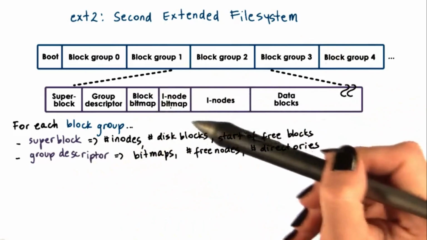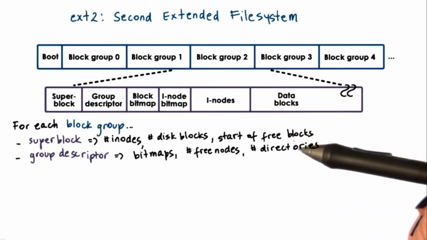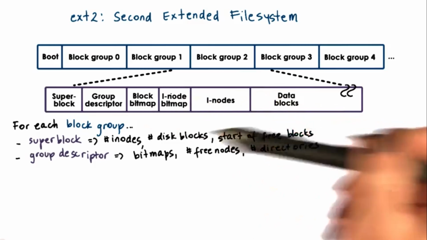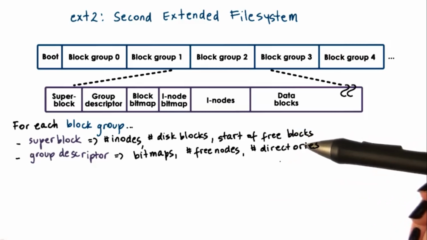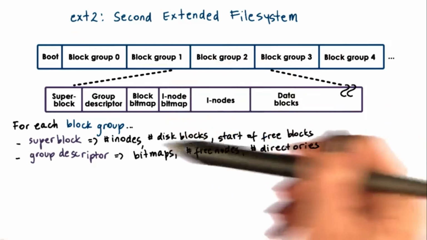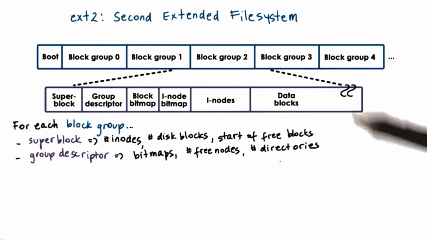We'll describe what they mean next, about the total number of free nodes, about the total number of directories in the system. This information is useful when files are being allocated because ext2 tries to balance the overall allocation of directories and files across the different block groups.